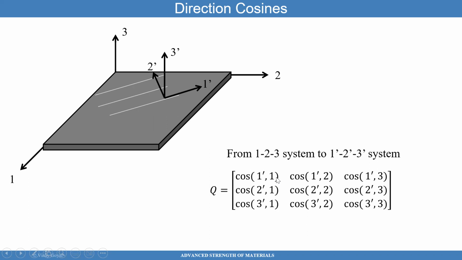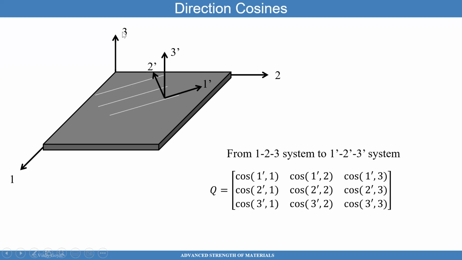Then similarly, I can go to the next one. I need to know the angle between the 1 prime and the 2 axis, and if I know that value, then I can plug it in and calculate the cosine. In this particular example that I have drawn, you can see that the rotation that was performed was about the 3 axis. Therefore, the cosine between the 3 prime axis and the 3 axis is 0 degrees because they're aligned, in the same orientation.